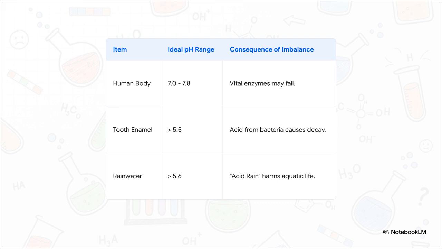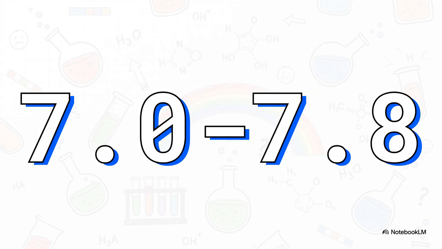Even a small pH drop in your mouth starts to dissolve your tooth enamel. And on a huge scale, acid rain can decimate entire ecosystems. Think about that number, 7.4, the average pH of our blood. It represents this constant, delicate, non-stop balancing act our bodies are performing every single second just to keep us alive. It's a testament to how life itself is built on maintaining this perfect chemical equilibrium.